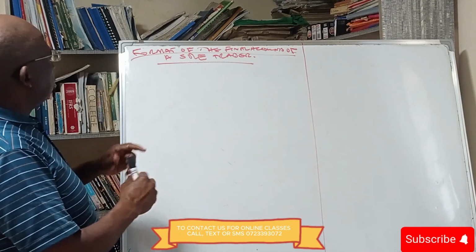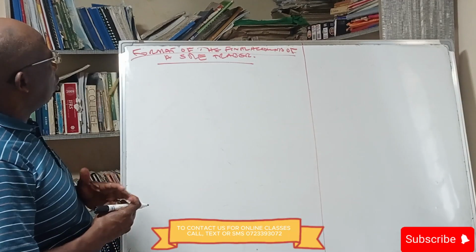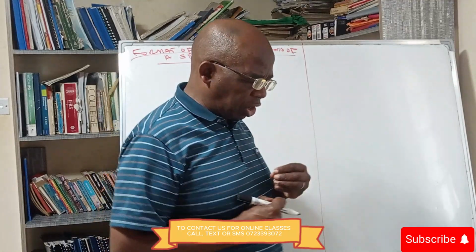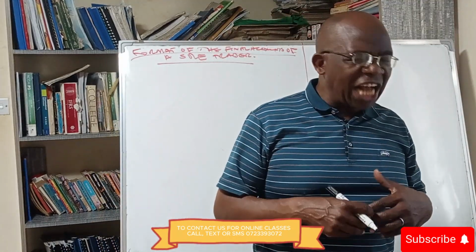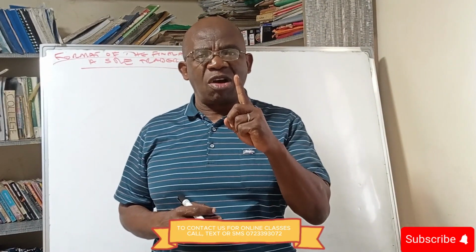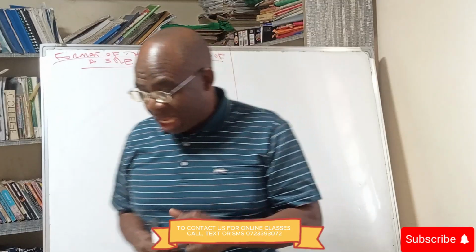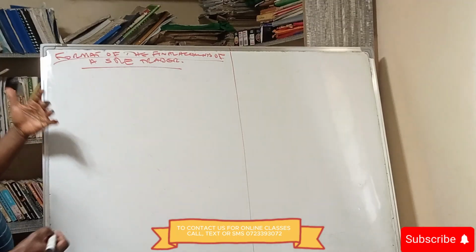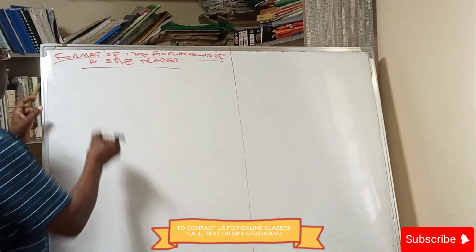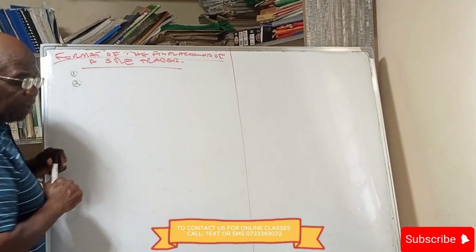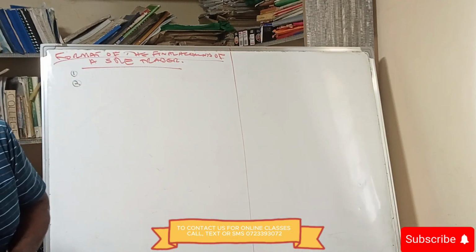So I want us to get the format of the final accounts of a sole trader. What is a sole trader? A sole trader is also a sole proprietorship, where the owner of the business is only one. And therefore, I quickly want to take you through the format of the final accounts. The final accounts are principally two.